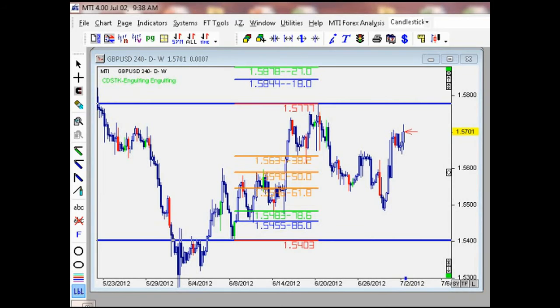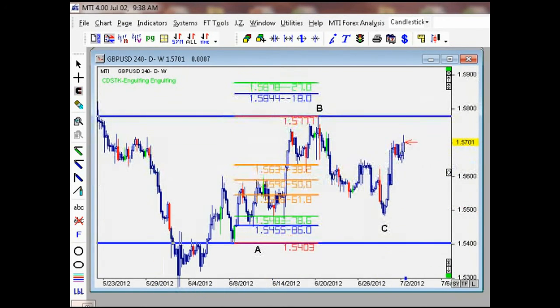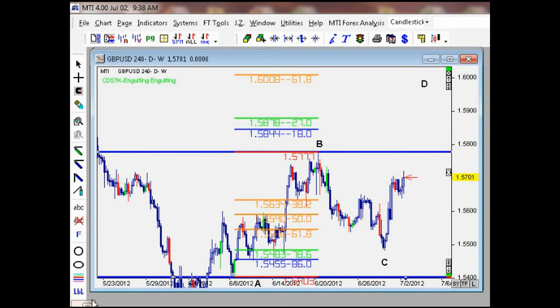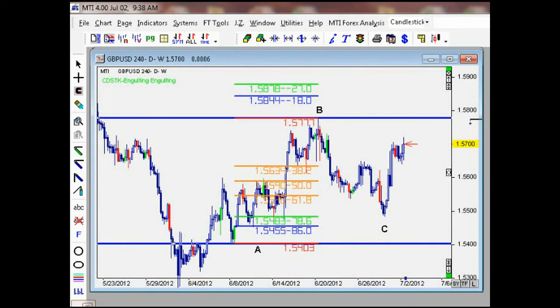Now, one of the cool functions of the MTI 4.0 charting software is how easy it is to label your analysis. Look how quick it was for me to have my A to B, C pullback, expected the market to rally to this D extension. Everything's labeled with green and blue lines, and I can even draw a counter trend line showing how the market broke this counter trend line heading towards the north.